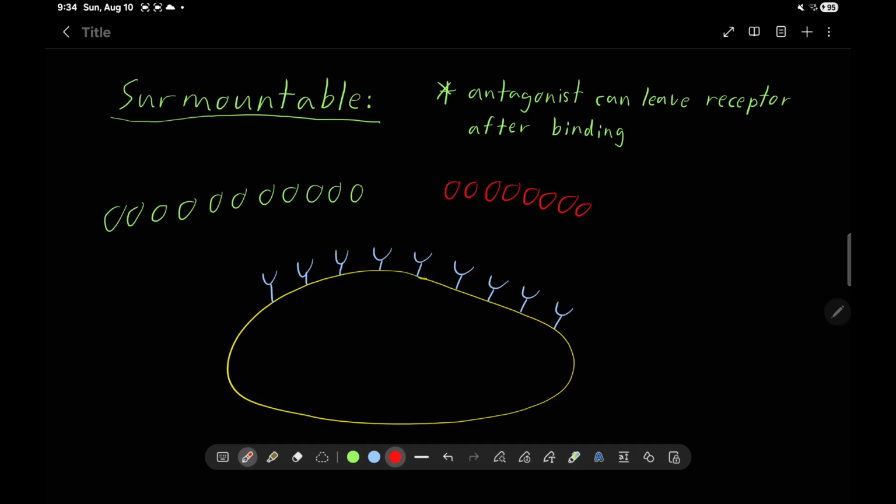And even if some antagonists do end up binding to receptors, after some time they may leave, and then they are likely to be replaced with agonists because, like we said, there's such a high concentration of agonists compared to antagonists. So that's why this type of antagonism is called surmountable, because it can be overcome or surmounted by adding a lot of agonists, by adding a large concentration of agonists.